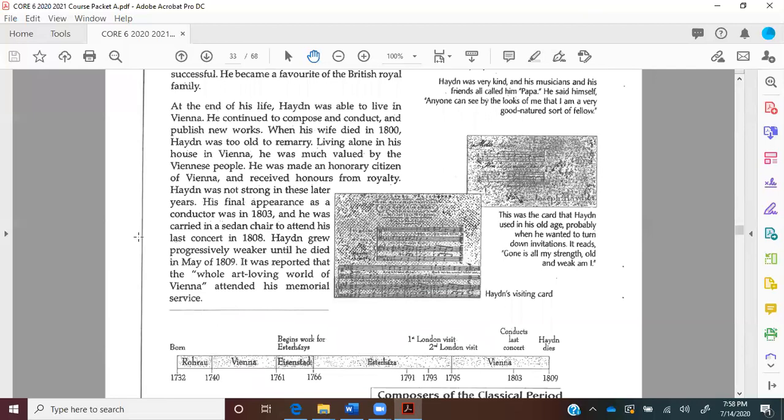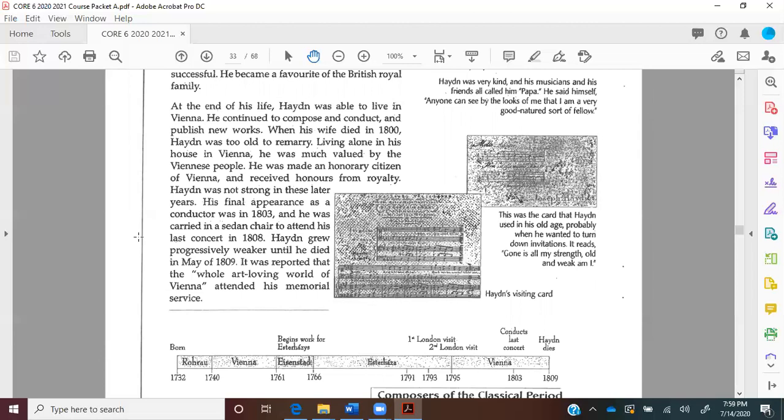At the end of his life, Haydn was able to live in Vienna. He continued to compose and conduct and publish new works. When his wife died in 1800, Haydn was too old to remarry. Living alone in his house in Vienna, he was much valued by the Viennese people. He was made an honorary citizen of Vienna and received honors from royalty.